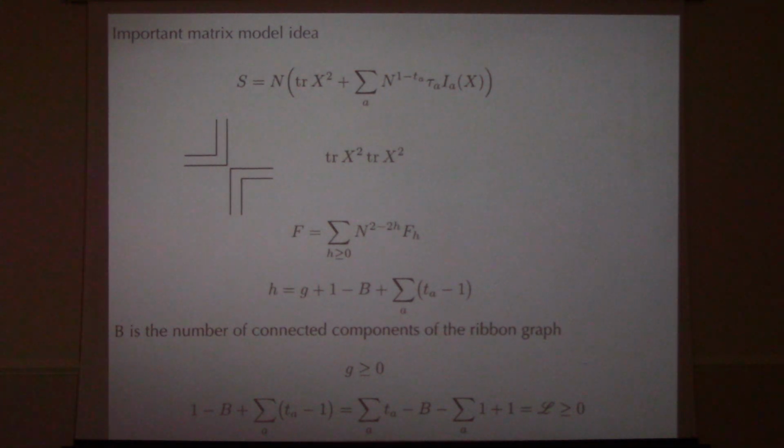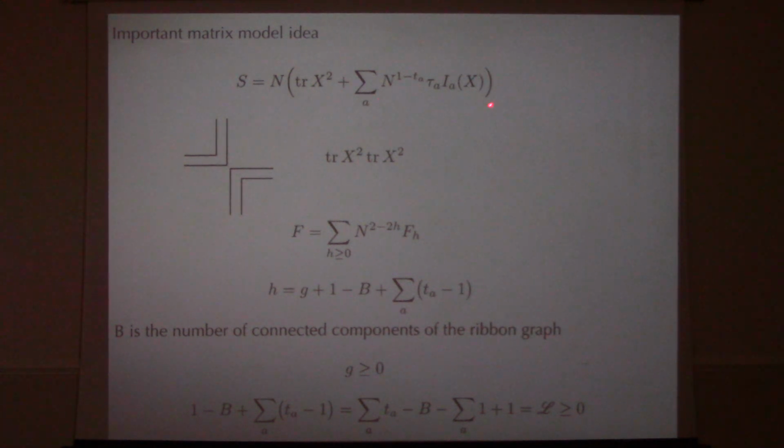The I_A of x represent interaction vertices. And here I want to allow an arbitrary interaction vertex, meaning I allow multi-trace terms as well. And the T_A is the number of traces in the interaction. So this is the correct 't Hooft scaling with this particular factor of N here in the case of multi-trace matrix models. For example, this is a drawing for a double trace interaction, trace of x squared, trace of x squared. It would be a vertex like this.